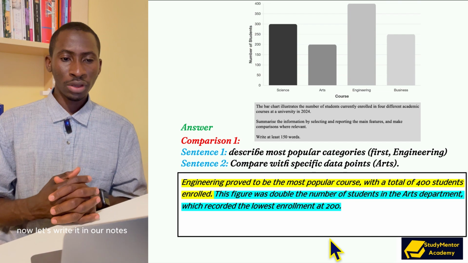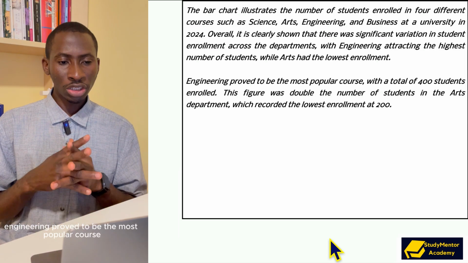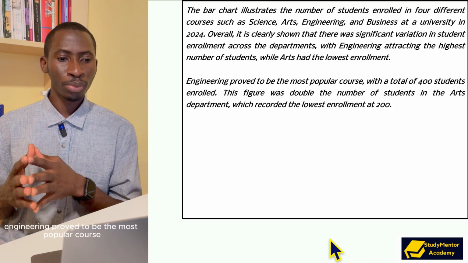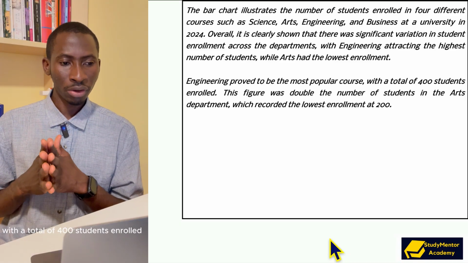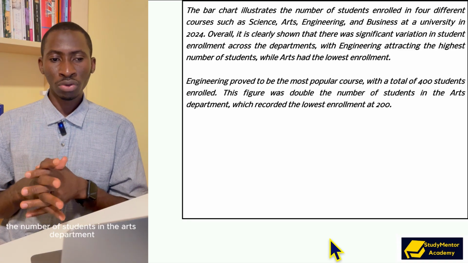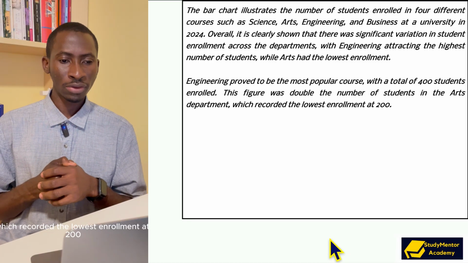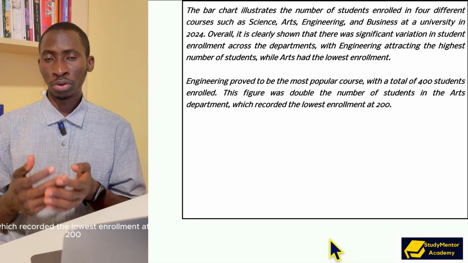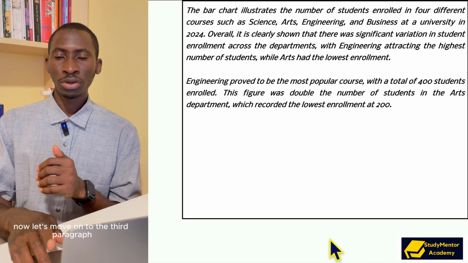Now let's write it in our notes. This is our notes. First and foremost, engineering proved to be the most popular course with a total of 400 students enrolled. This figure was double the number of students in the arts department, which recorded the lowest enrollment at 200 students. Okay, now let's move on to the third paragraph.